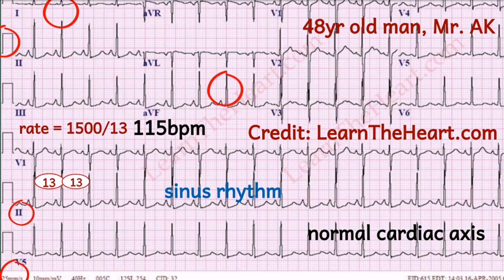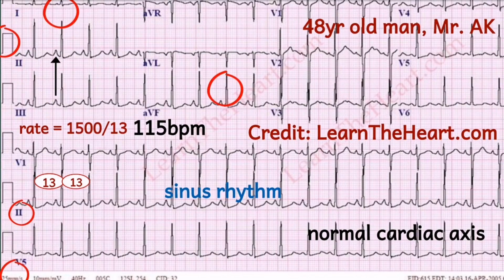Now from the axis, we come to the waves, and then we begin with a P wave. Using lead 2, let's look at the P wave. You see that the morphology here is normal. Why? Because it is positive in lead 2 and it is monophasic, so it is normal here.